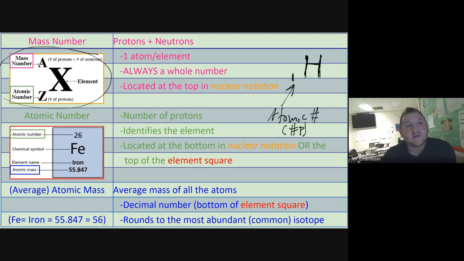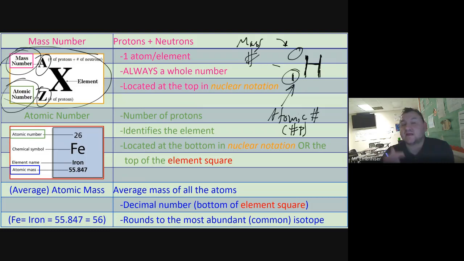Okay, hydrogen is element number 1, so it's got 1 proton. And then the mass number would go up here in the top left. So in this thing, A is equal to the mass number, and Z is equal to the atomic number. A and Z are just variables to represent something that would go in that space. Okay, so mass number goes up here, atomic number goes down here. That's all that's saying. So mass number is equal to protons plus neutrons.